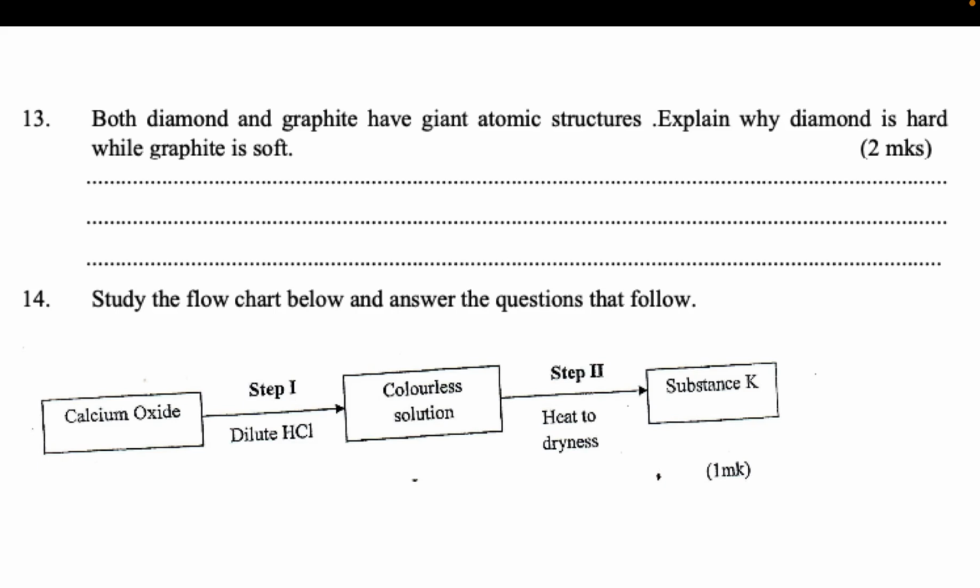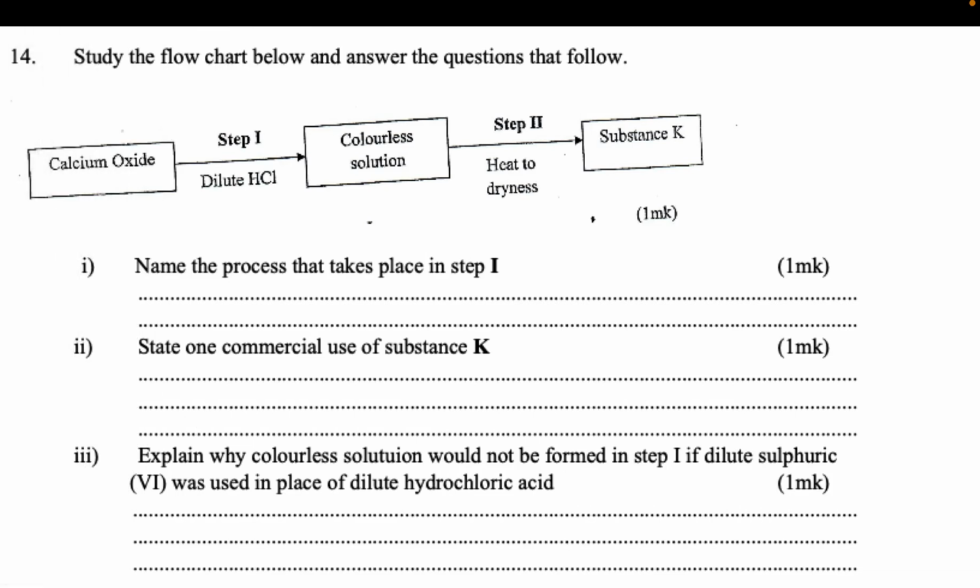14. Study the flow chart below and answer the questions that follow. Name the process that takes place in step 1. State one commercial use of substance K1. Explain why colorless solution would not be formed in step 1 if dilute sulfuric (VI) acid was used in place of dilute hydrochloric acid. 1.